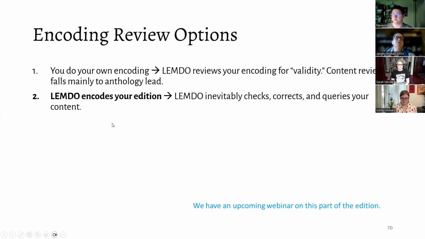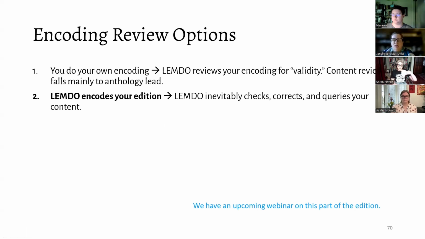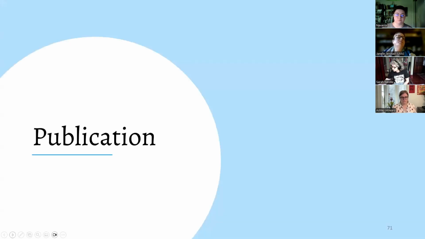The second option is that LEMDO encodes your edition, and usually if that's the case, we need some financial support to pay Rylan and Mihaela and Navarra, but that is an option for you if you do not want to do your own encoding. If you proceed that way, we will inevitably check and correct and query your content. The process of encoding is like very high level copy editing, and we will catch things and we will work with you to make your edition as good as it can be.